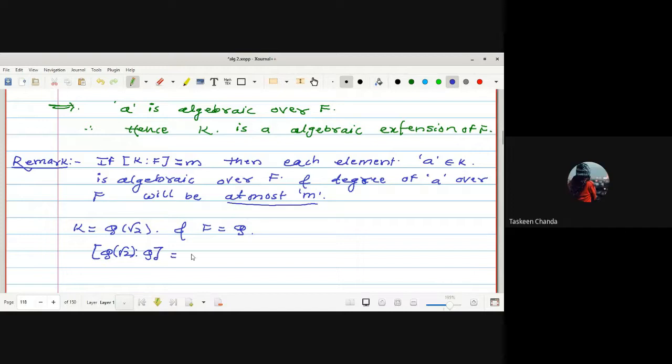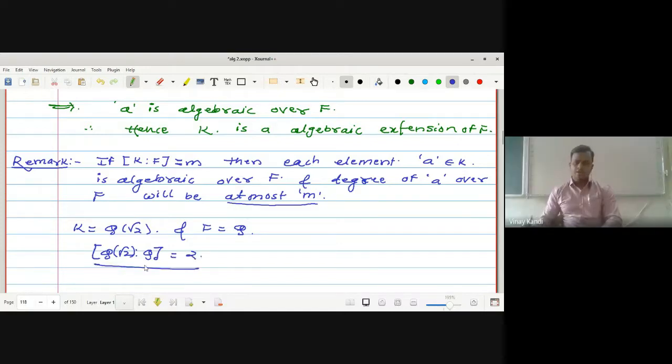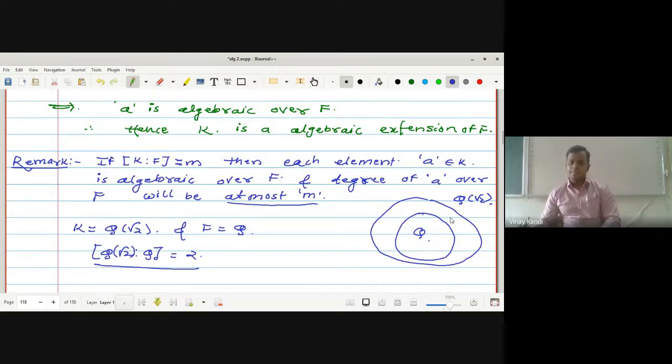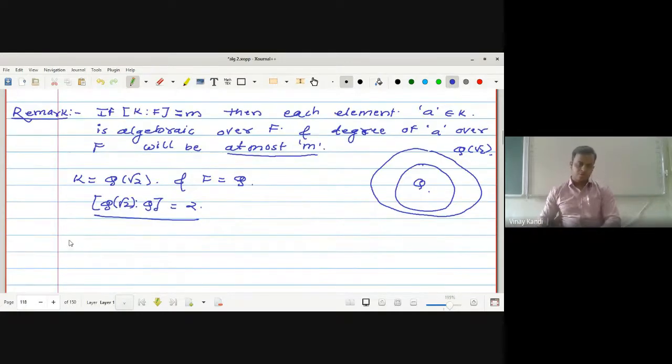Okay, this is your Q, and suppose this is your Q root 2. Any element taken from Q root 2, its degree will be at most m. Now here A is equal to root 2, which belongs to Q root 2. So what is the degree of A here? Let x is equal to root 2. Here x squared minus 2 is equal to 0. So the degree of A equals root 2 is 2 over Q.